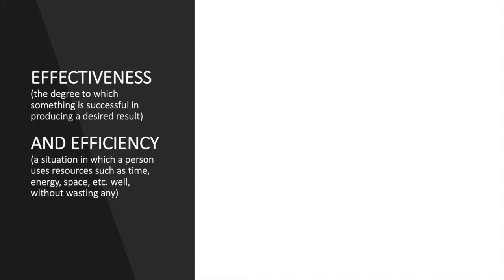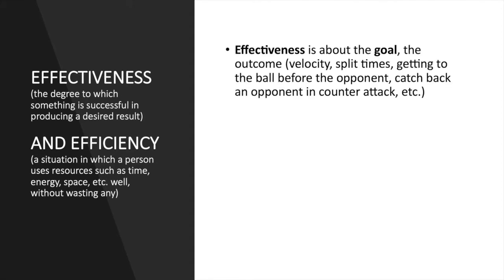Effectiveness is about the degree to which something is successful in producing a desired result, and efficiency is a situation in which a person uses resources such as time, energy, space, etc. well, without wasting any. Effectiveness is about the goal, is about the outcome. So it's velocity, split times, and in team sport it will be getting to the ball before the opponent, catching back an opponent in a counter attack, or other actions during the game that involve speed.